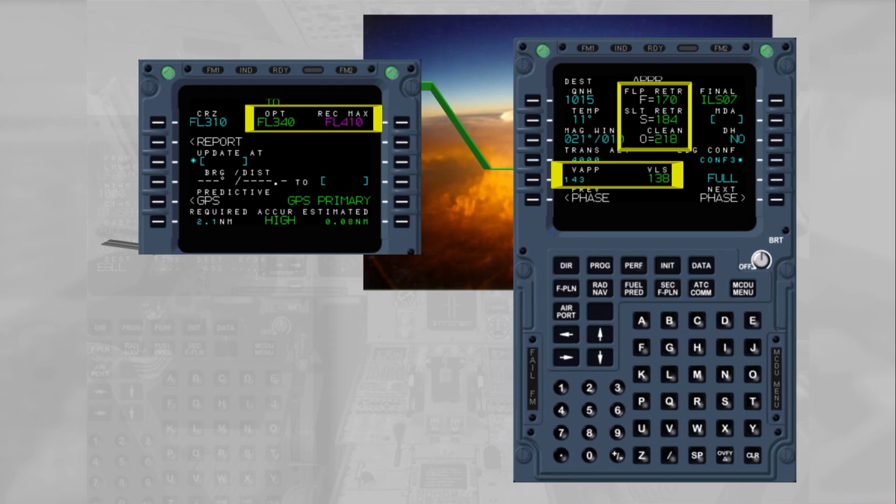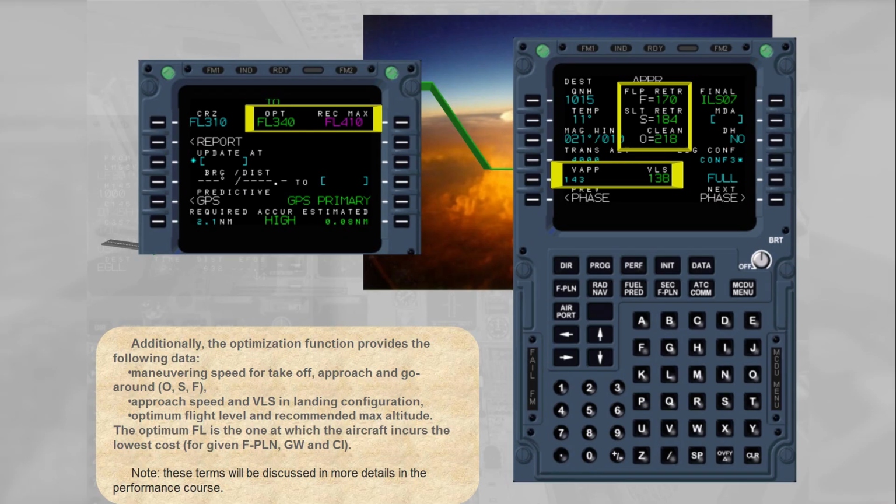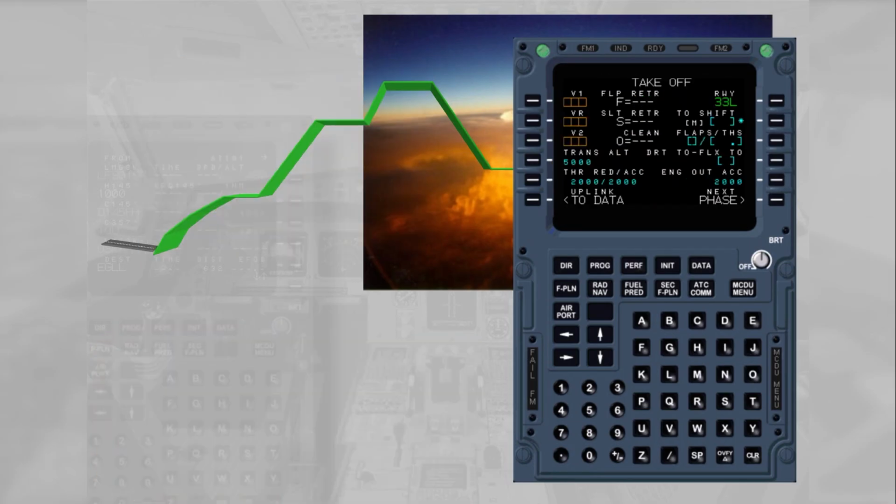The optimum flight level is the one at which the aircraft incurs the lowest cost for a given flight plan, GW and CI. Note, these terms will be discussed in more detail in the performance course. Takeoff speeds V1, VR, V2, as well as the flex takeoff temperature or derated takeoff level, are manually inserted by the crew in the MCDU.